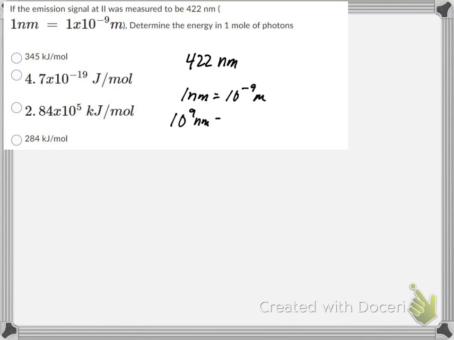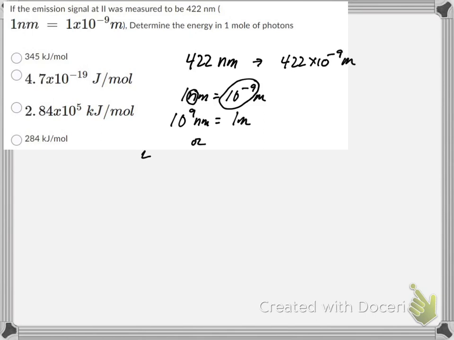And these are conversion factors. 1 nanometer is 10 to the minus 9 meters, or 10 to the 9 nanometers is 1 meter, right? So they're the same, just depending on what you have one of. And so, as we mentioned in class, we can use a substitution here. N is the same as 10 to the minus 9 meters. So we can write this as 422 times 10 to the minus 9 meters.